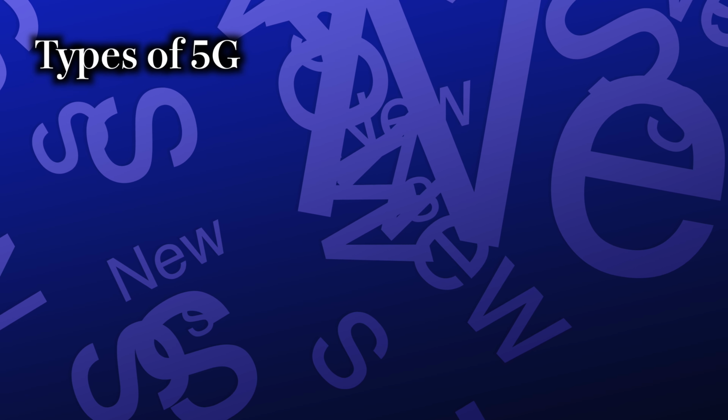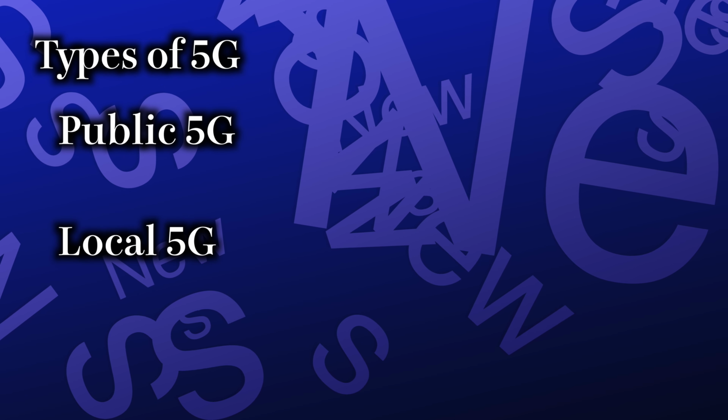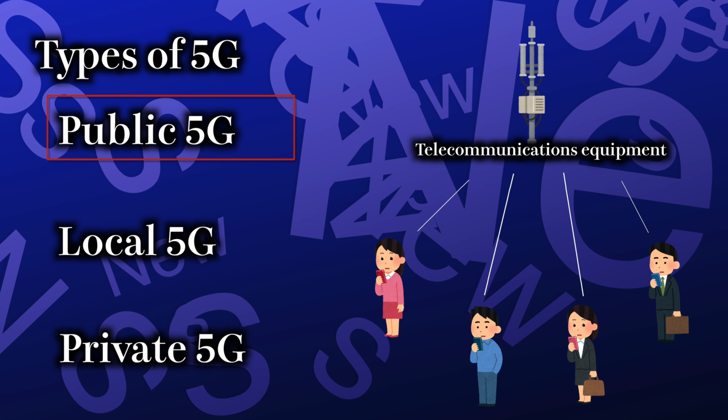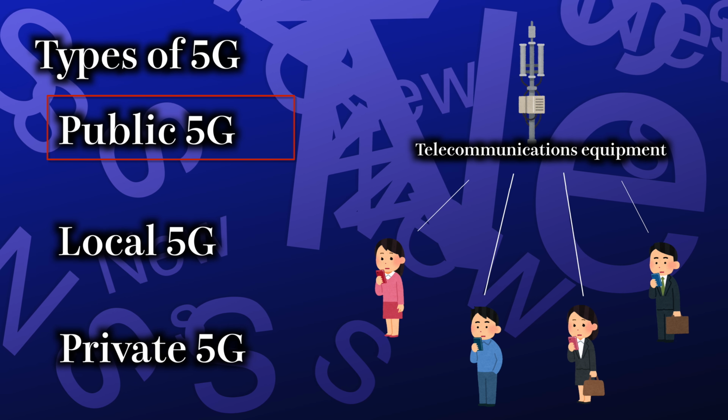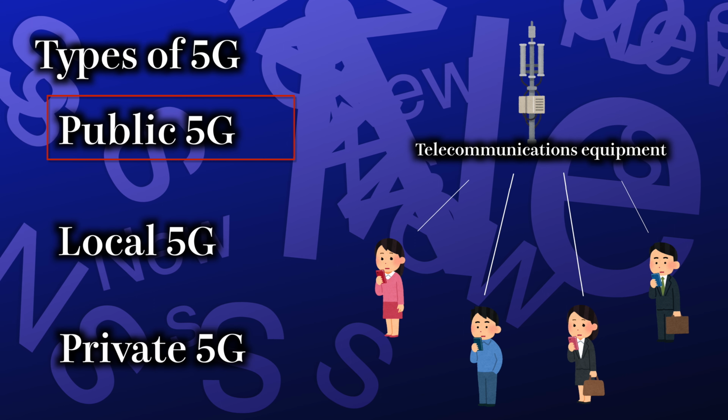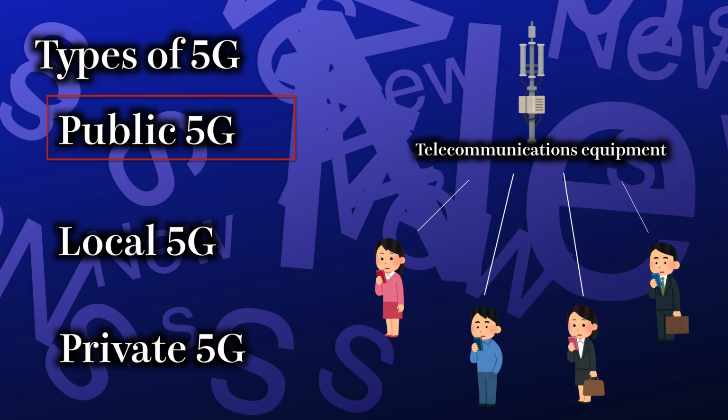There are 3 in total. Public 5G, local 5G, private 5G. Public 5G is the type of line generally used for smartphones. It is the type you contract with AT&T, T-Mobile, SoftBank, etc.